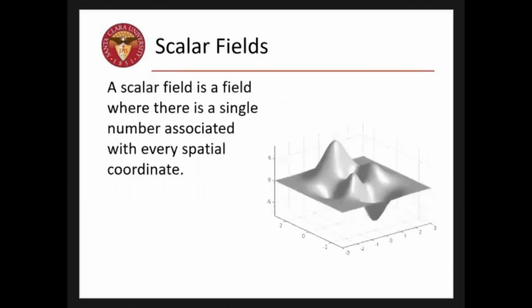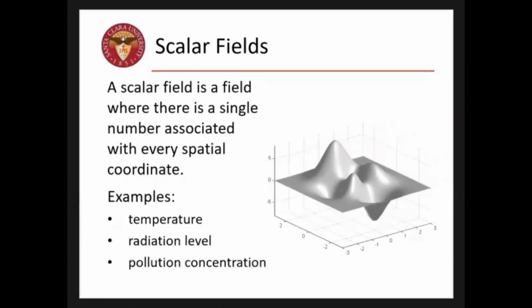The scalar field is a field where there is a single number associated with every spatial coordinate. Examples of scalar fields include temperature, radiation, pollution concentration, etc. 2D scalar fields can be visualized as a 3D surface where the height of the surface corresponds to the scalar value. Visualizations of 3D scalar fields are trickier.